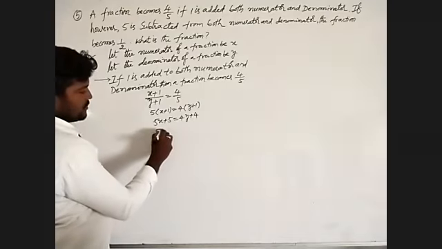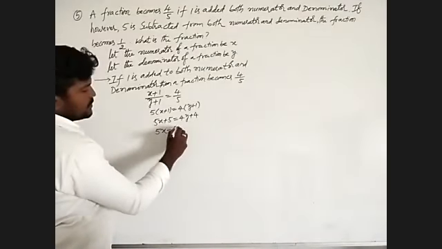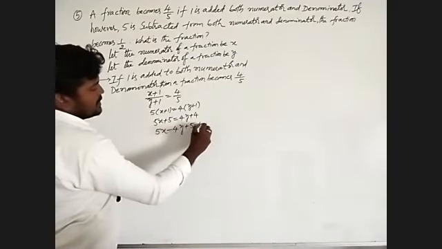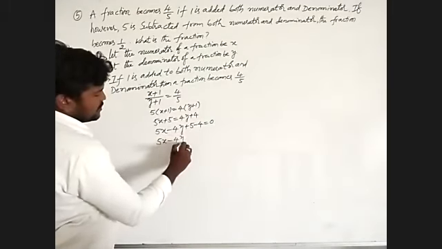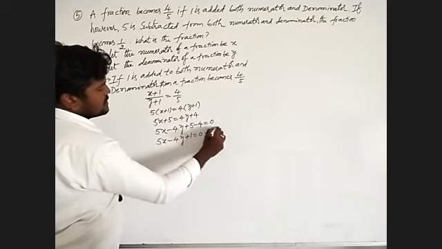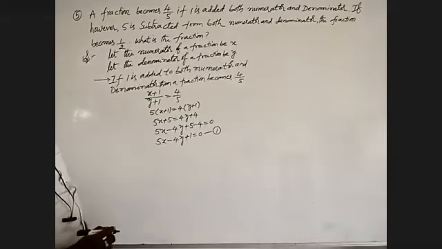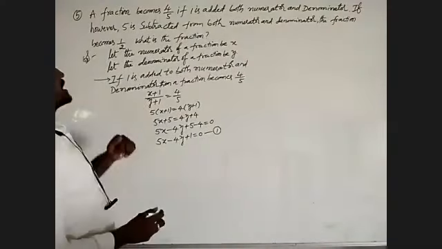That is 5x minus 4y plus 5 minus 4 will become 0. 5x minus 4y plus 1 is equal to 0. This is my equation number 1. What is the second condition given?